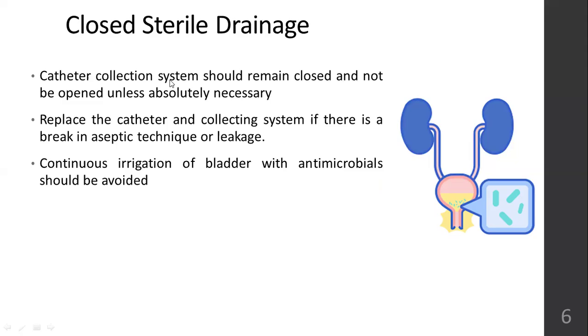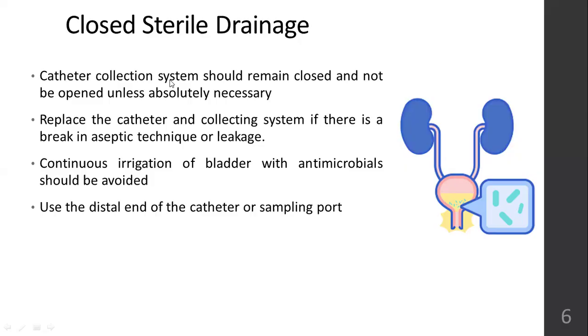Continuous irrigation of bladder with antimicrobials should be avoided. Otherwise, antibiotic resistance will develop. Just to prevent the UTI, some healthcare personnel will continuously irrigate the bladder through catheter. They will send antimicrobials into the bladder to prevent any infection, but that can further deteriorate the condition. The person may develop antibiotic resistance to those antimicrobials. That has to be avoided. Unnecessary irrigation should not be done.